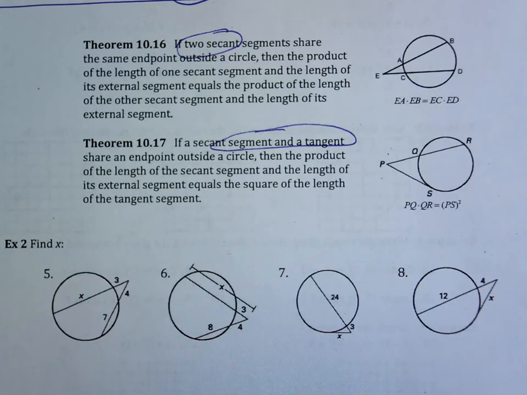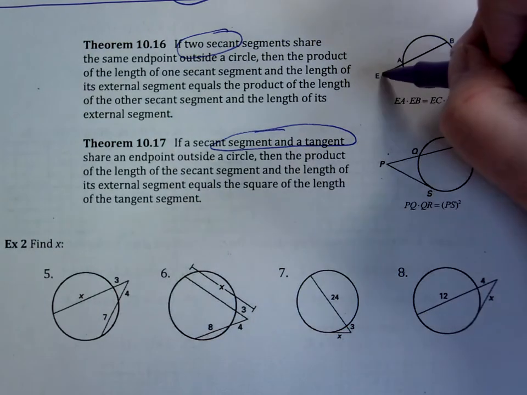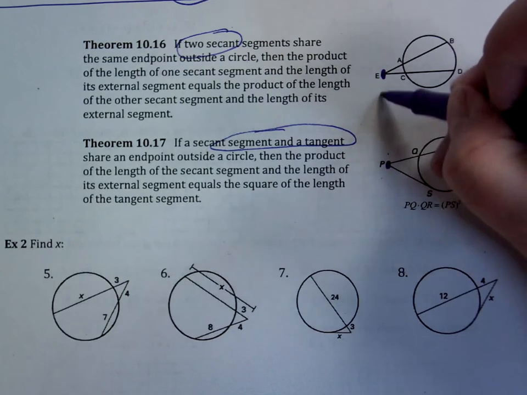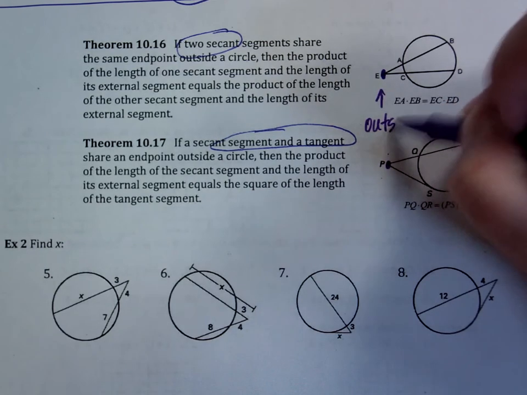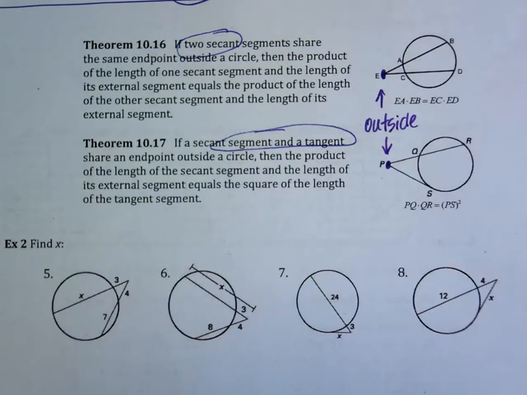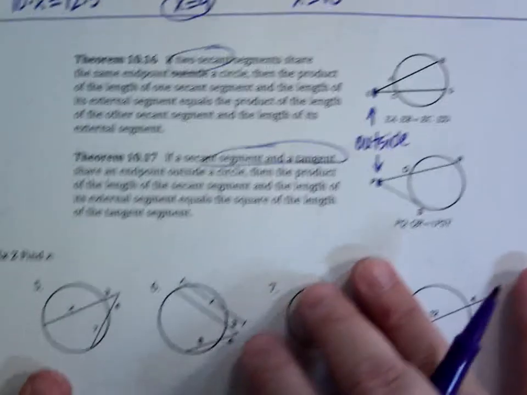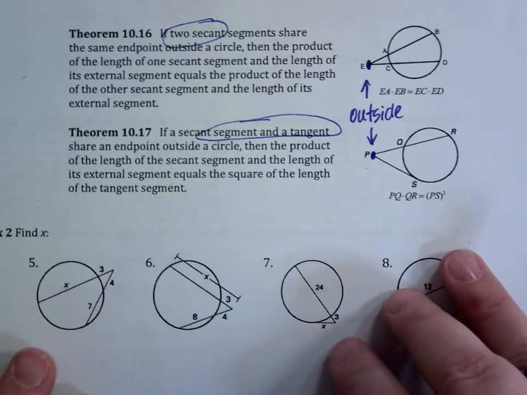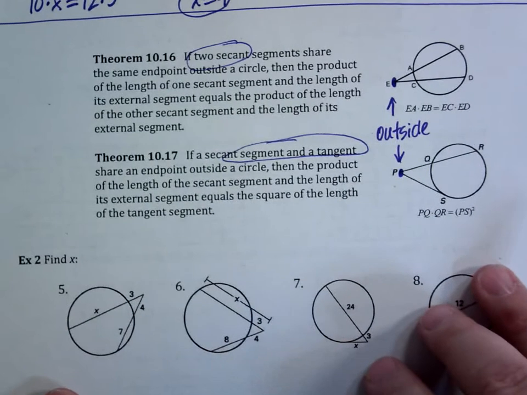I'm going to combine them into one rule. I'm going to just say there's one rule, because notice that the thing they have in common is that both of them, the segments intersect outside the circle. That's what they have in common. So we're going to have one rule for inside. We already did it up here. We're going to have another rule for outside. Now the special case gets a little bit different, but I'll show you that when we get to it.